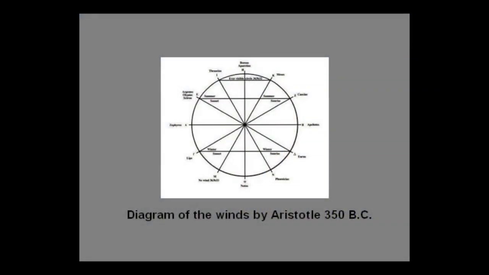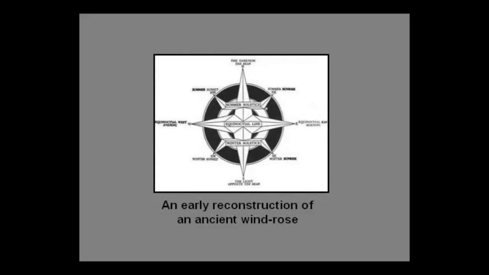This wind diagram of Aristotle is based on the apparent path of the sun. Lines are drawn for the equinox and the summer and winter solstices. This is an early windrose based on Aristotle's wind diagram. The east-west line on this windrose corresponds to the line drawn between sunrise and sunset at the equinox.